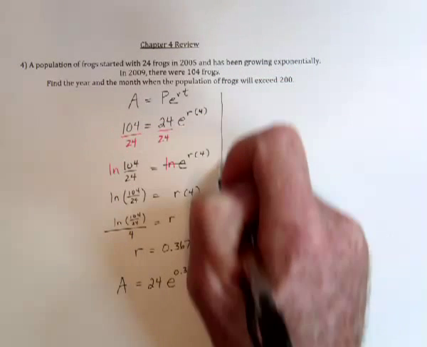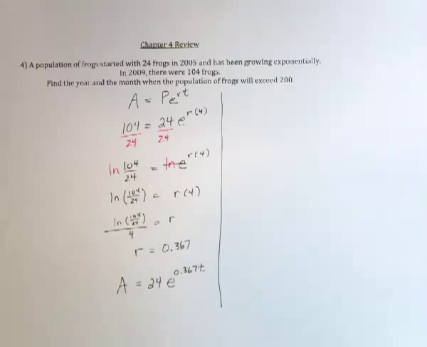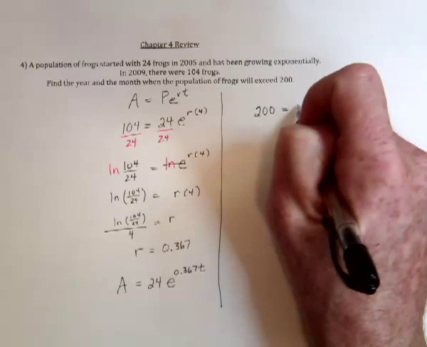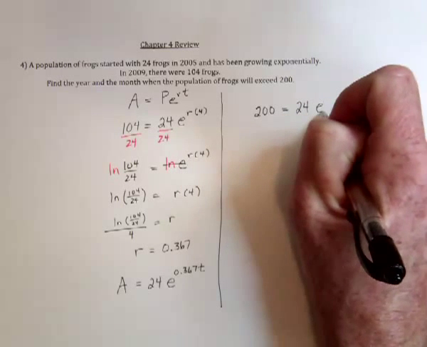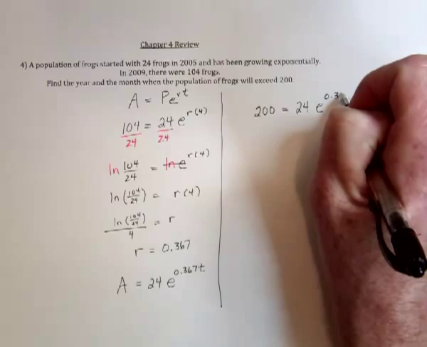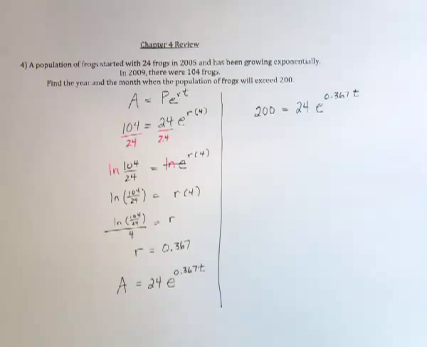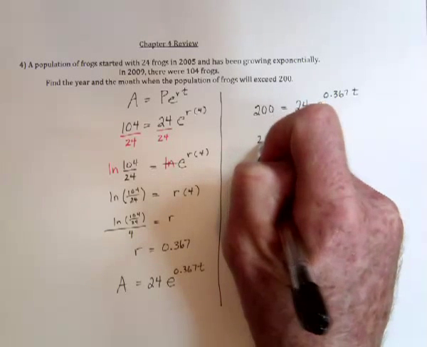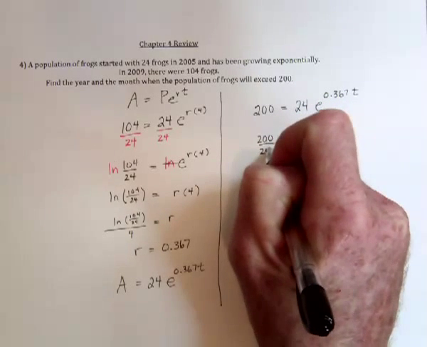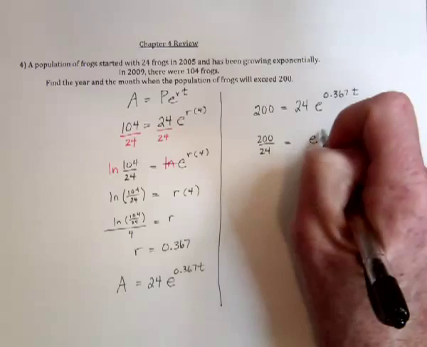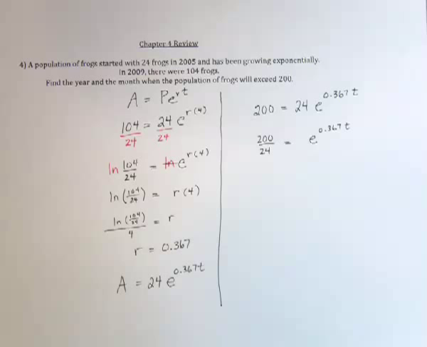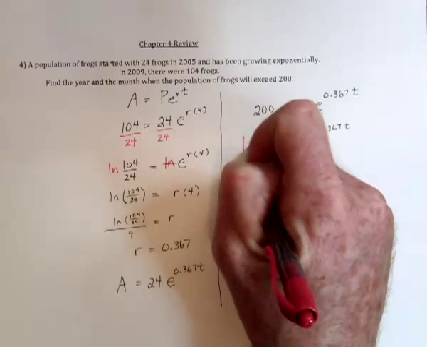So this time use a 200 for the amount of frogs, and then we've got 24 e to the 0.367t, and now solve for t. The work's basically the same as this, so we can divide by 24, 200 divided by 24, that isolates the e, and then to eliminate the exponential function, use natural log.